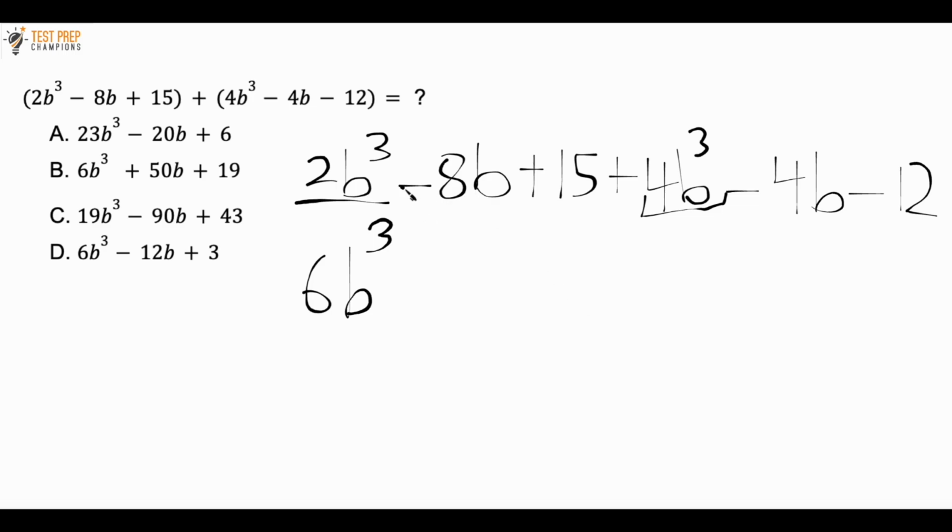Next, I see that I've got minus 8b. So I want to look and see if I have anything else that has a b in it. And I do, right here. I've got minus 4b. So I want to do negative 8b minus 4b, which gives me negative 12b. So all I did was I did negative 8 minus 4, which gave me negative 12, and I brought the b along for the ride. So the last step here is to do 15 minus 12, which gives me positive 3. So I have 6b raised to the power of 3 minus 12b plus 3. So the correct answer here is D.